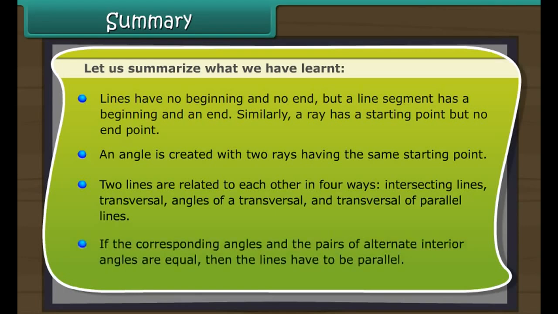Summary. Let us summarize what we have learnt. A line has no beginning and no end, but a line segment has a beginning and an end. Similarly, a ray has a starting point but no end. An angle is created with two rays having the same starting point. Two lines are related to each other in four ways: intersecting lines, transversal, angles of a transversal, and transversal of parallel lines. If the corresponding angles and the pairs of alternate interior angles are equal, then the lines have to be parallel.